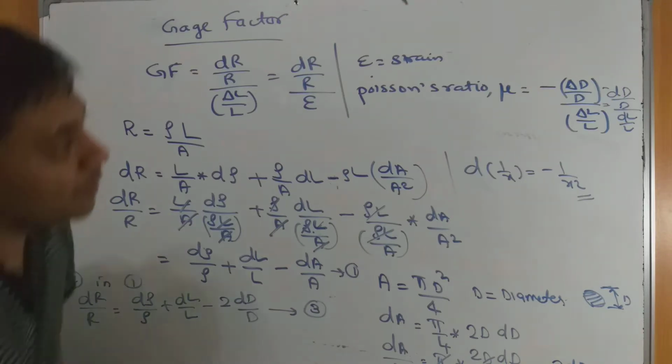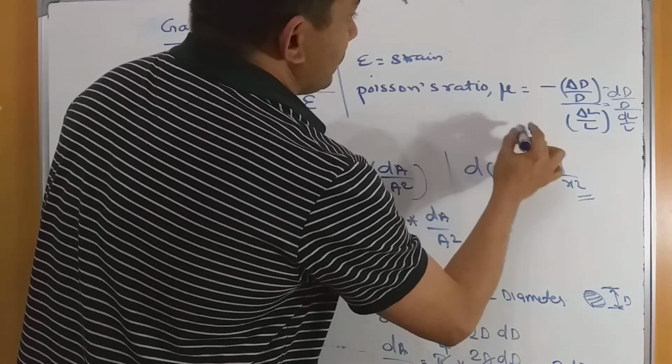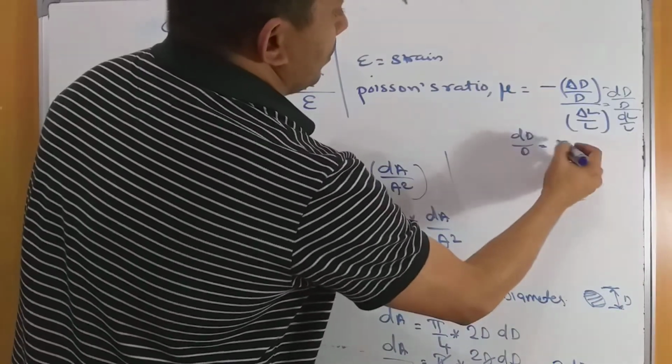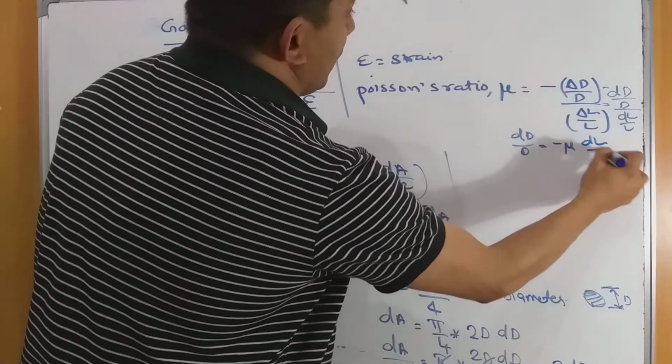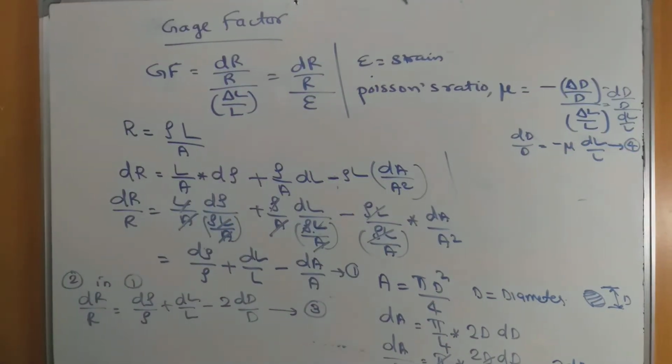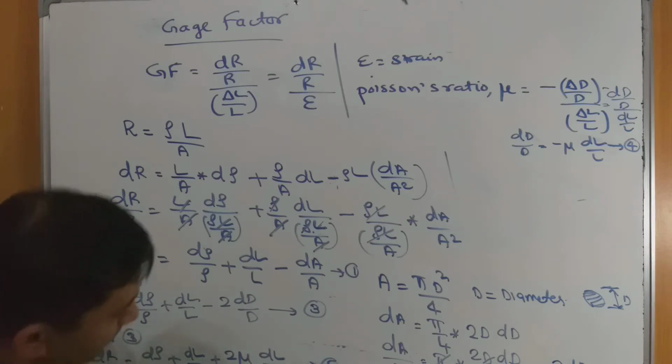From this equation we can find the value of dD by D, which is equal to minus mu into dL by L. Let us say this is the fourth equation. The fourth equation we substitute in 3. If you substitute 4 in 3, we get dR by R equal to d rho by rho plus dL by L minus, already we have a minus and we have one more minus here, that makes it plus 2 mu into dL by L. This is the fifth equation.